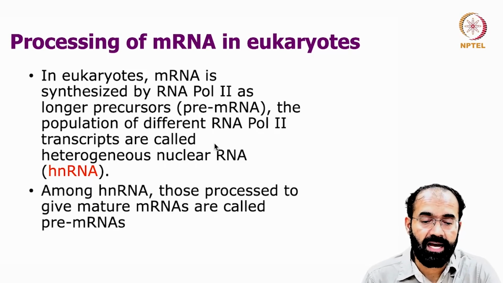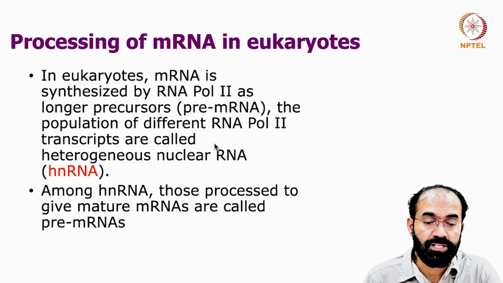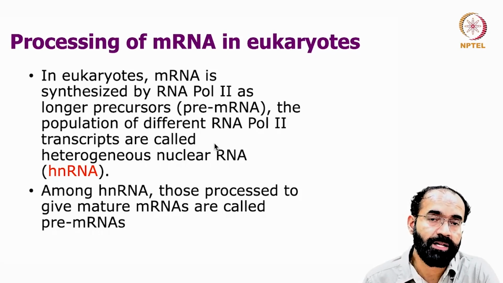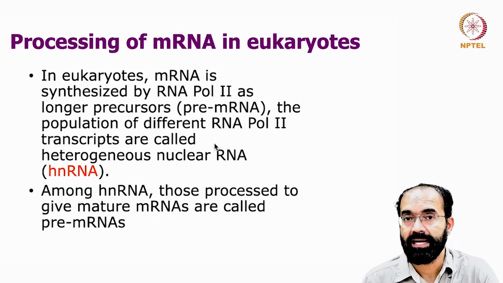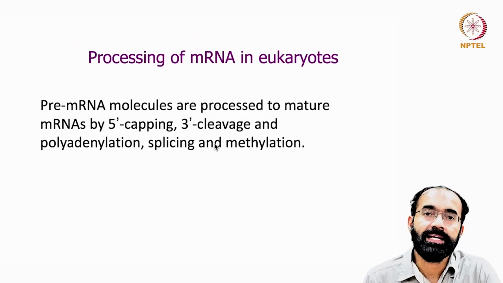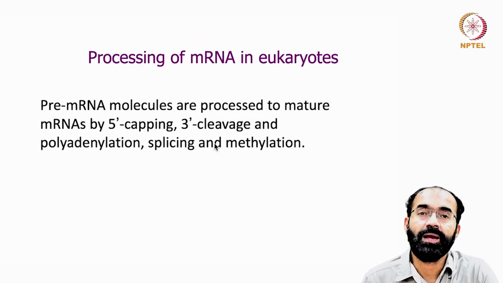And among the hnRNAs, those processed to give mature RNAs are now called pre-mRNAs. Why are they called pre-mRNA? They still have introns present that have to be removed, and then they become proper mRNA that will migrate to the cytoplasm.